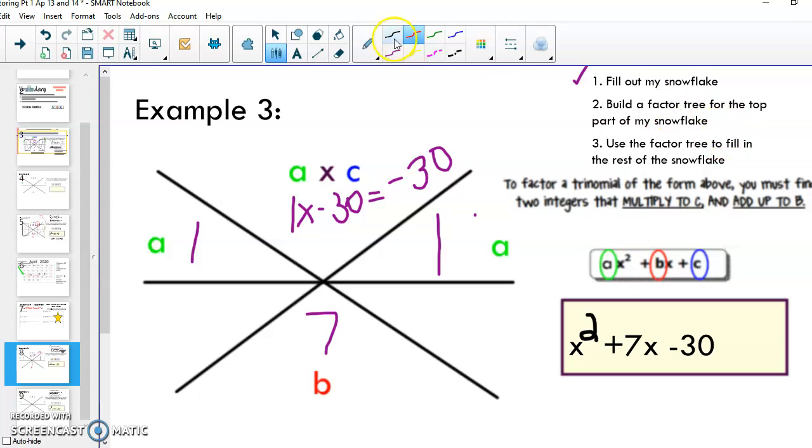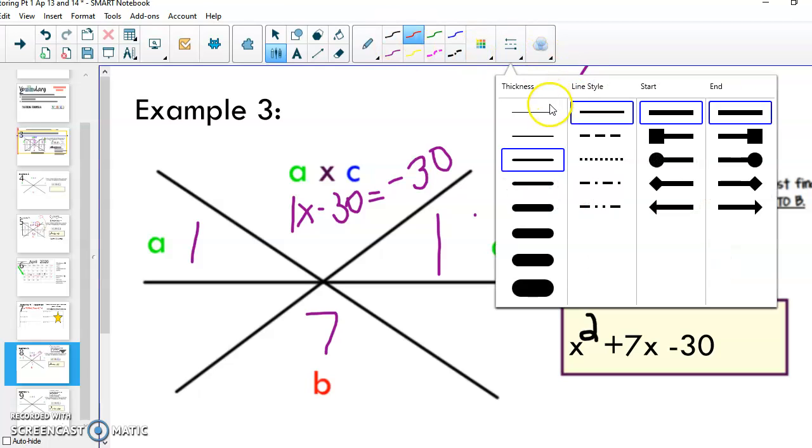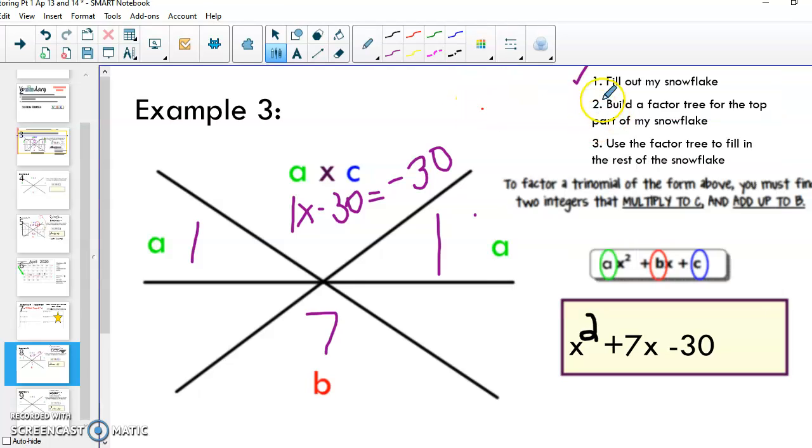Step 2 is to build a factor tree for the top part of our snowflake. So I'm going to do step 2. I'm going to think about my factor tree that needs to be made out of my negative 30. So I'm thinking about what numbers multiply to give me negative 30. I think it's easier to do this without the negative. So what numbers multiply to 30? Well, we have 1 and 30. I have 2 and 15. I know 3 times 10 gives us 30. 4 doesn't work, but 5 does work. So I have 5 and 6. Okay, so I built my factor tree.